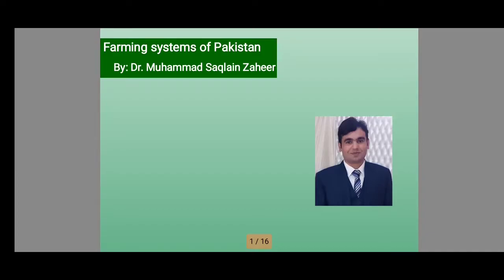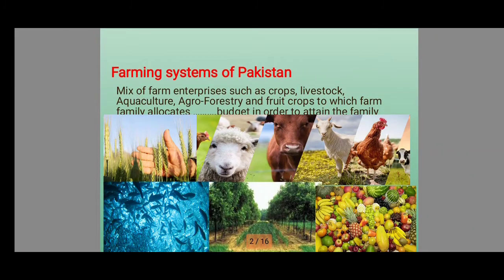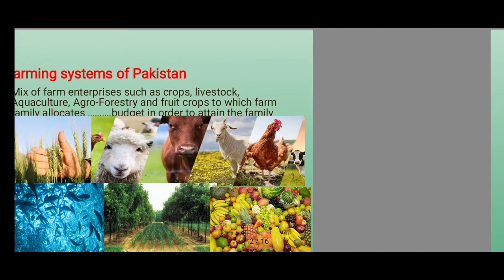My name is Dr. Muhammad Saklan Zahir, and today our topic is farming systems of Pakistan. First of all, what is the farming system of Pakistan? A farming system is the rearing of crops, the mix of farm enterprises such as crops, livestock, agroforestry, and fruits, for which the farm family allocates a budget in order to sustain the family.